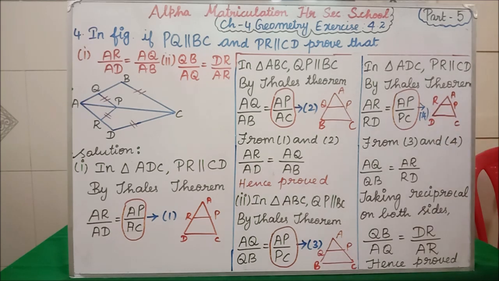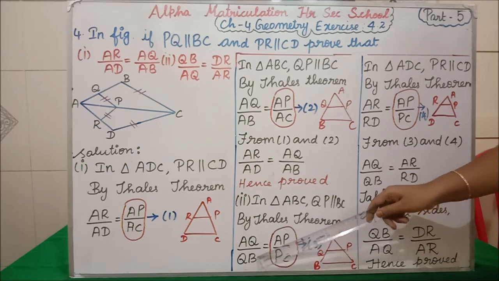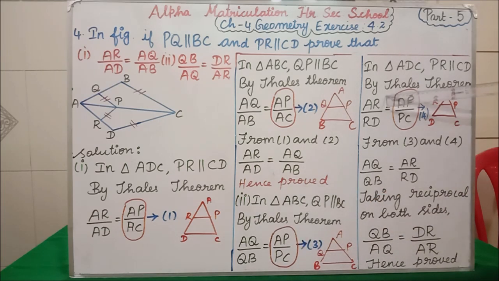So now by comparing equation 3 and 4, both the right hand sides are equal. Here also AP by PC, here also AP by PC. So we can write both the left hand sides are equal. I am writing AQ divided by QB is equal to AR divided by RD.